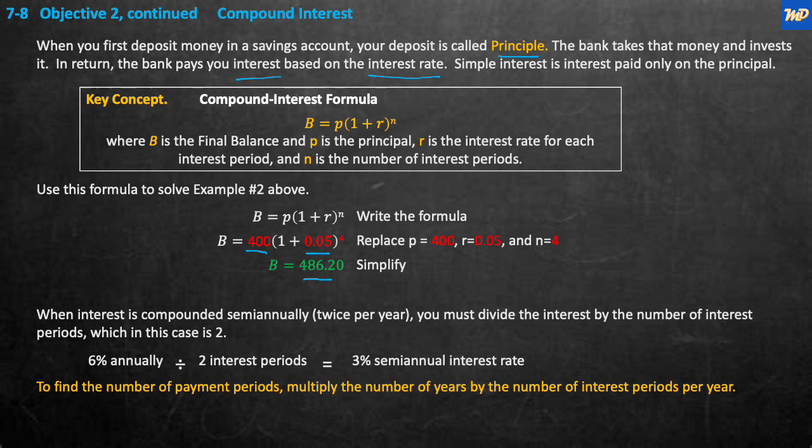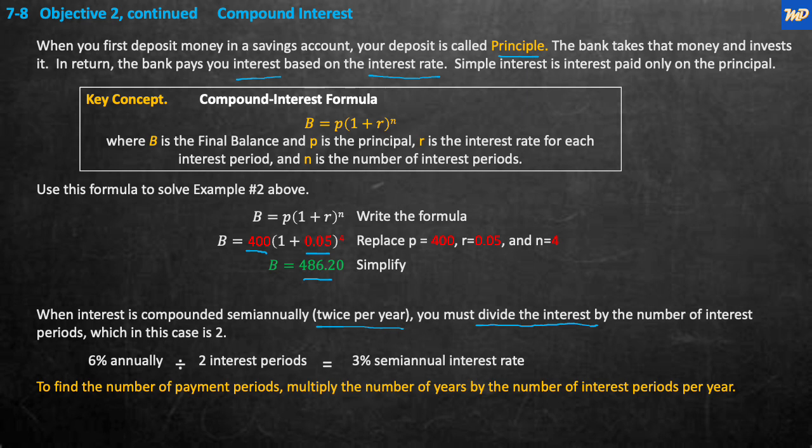So when interest is compounded semi-annually, that's twice a year, you must divide the interest by the number of interest periods, which in this case would be 2. If you went twice a year, you'd be getting 2 payments in that year. And what they want you to do is they say divide the interest. So if in this case the interest is 5%, they're going to want you to divide it by 2, and it'll be 2.5%. It's going to be 2.5%, but you're going to compound twice, 2 times in the year, not once.